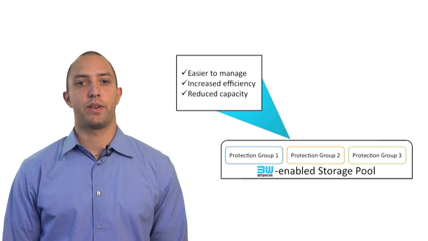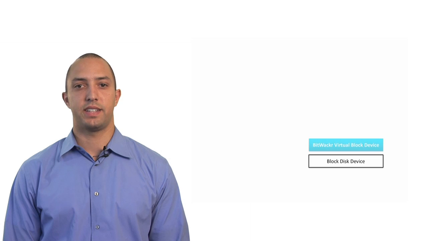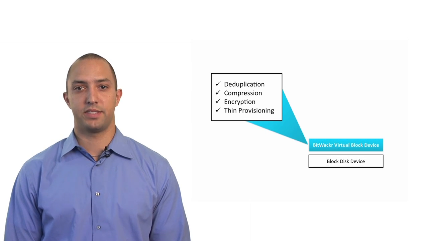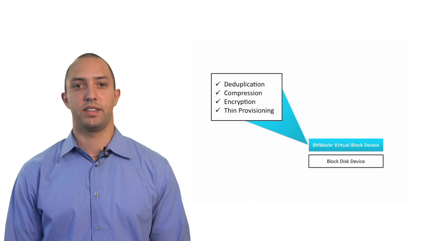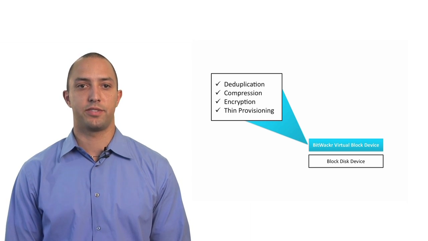But before we jump into how easy it is to enable DPM with deduplication and compression, let me show you the innovations behind how BitWackr works. Built using our patent-pending virtual block device technology, BitWackr transforms disk storage into a capacity-optimized device without regard to whether the disk is local, direct, iSCSI, or Fiber Channel SAN attached to the DPM server.